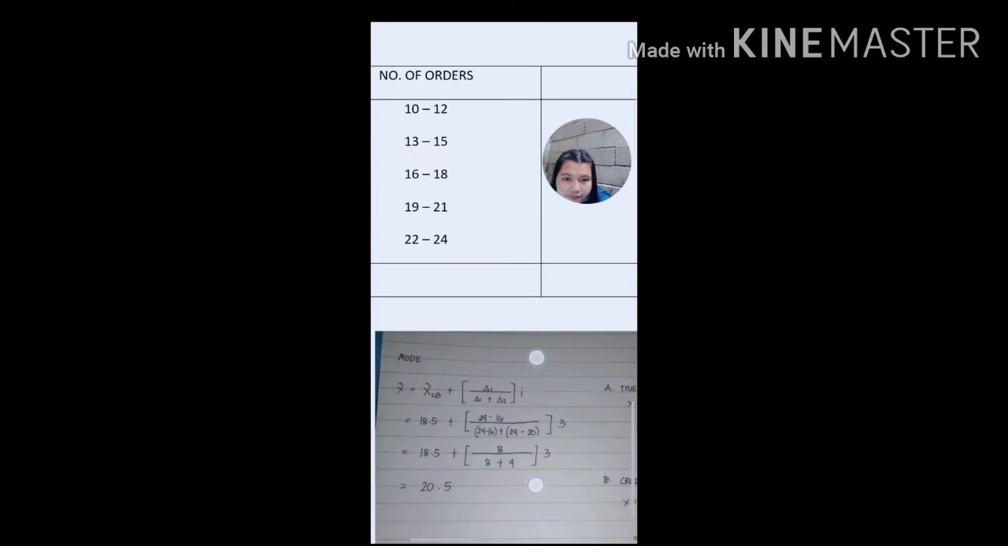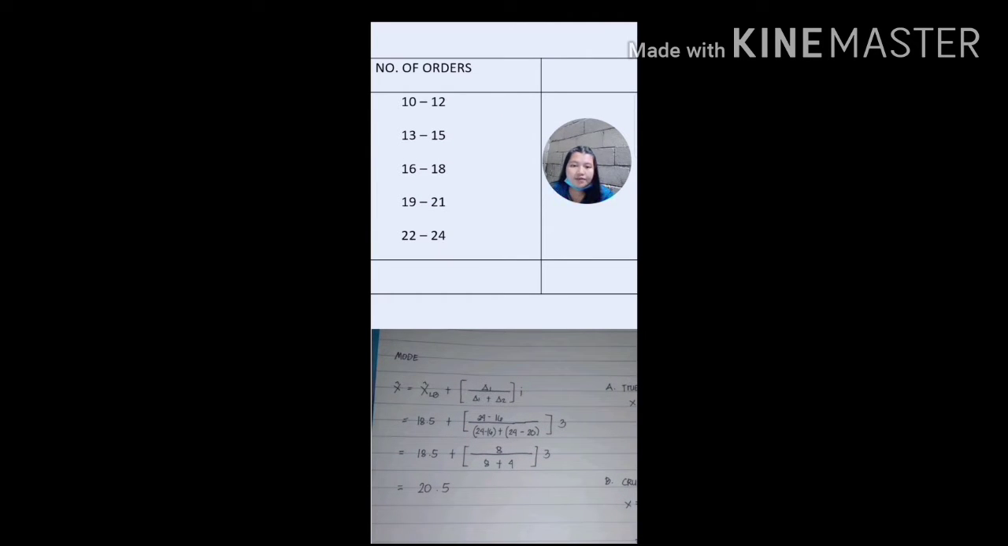As you can see, this is the formula for calculating the mode. Our lower boundary is 18.5 plus, our frequency just below it is 24 minus 16, and our frequency just above it is 24 minus 20. Our class size is 3, so the answer is 20.5.